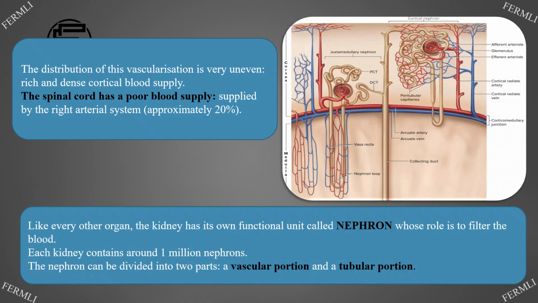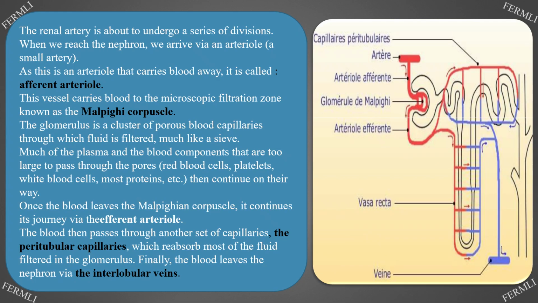Like every other organ, the kidney has its own functional unit called the nephron, whose role is to filter the blood. Each kidney contains around 1 million nephrons. The nephron can be divided into two parts: a vascular portion and a tubular portion. The renal artery is about to undergo a series of divisions.